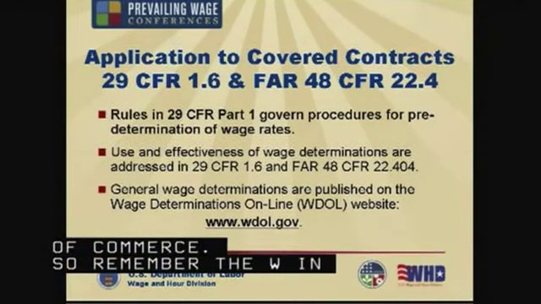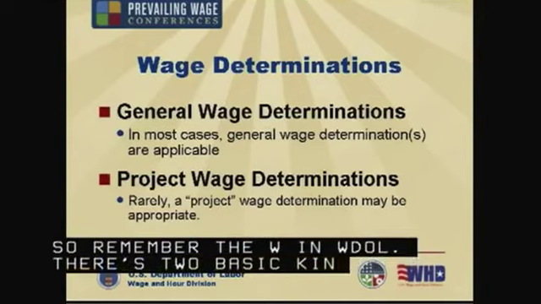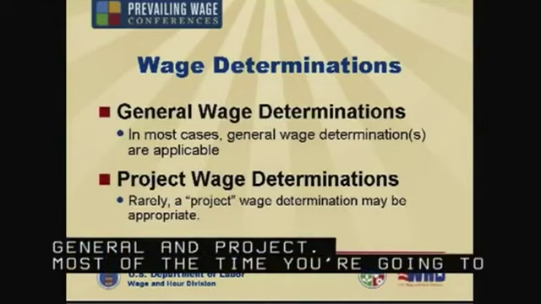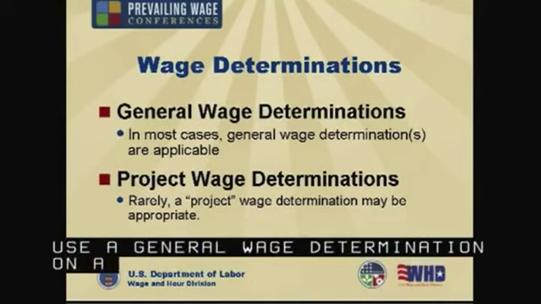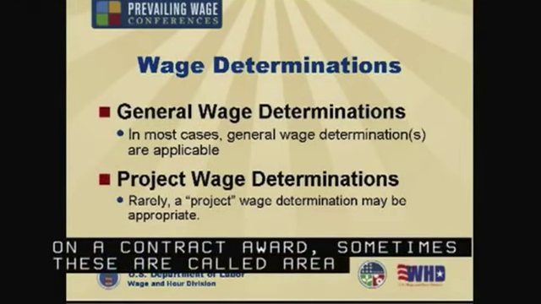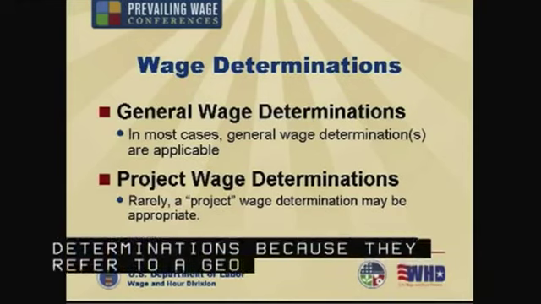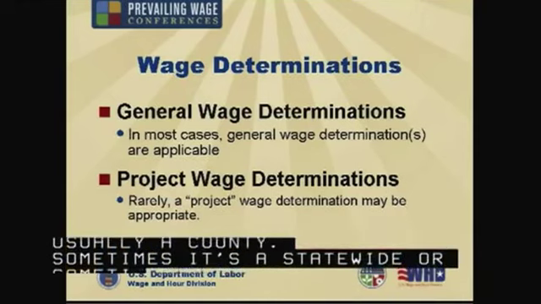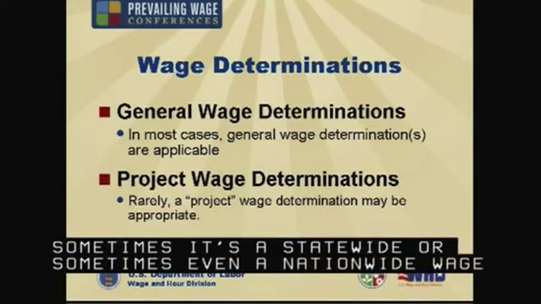There's two basic kinds of wage determinations, general and project. Most of the time, you're going to use a general wage determination on a contract that you award. Sometimes these are called area wage determinations because they refer to a geographic area, usually a county. Sometimes it's statewide, or sometimes even a nationwide wage determination. But anyway, there's a geographic area involved.